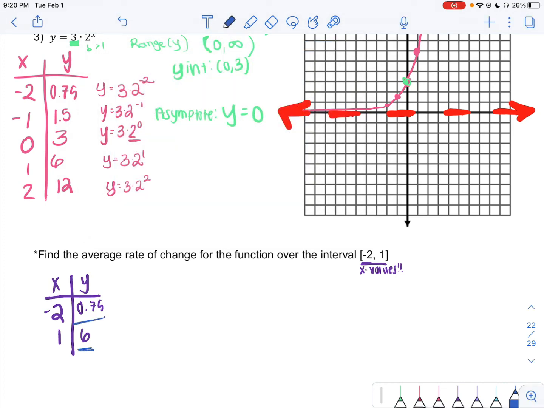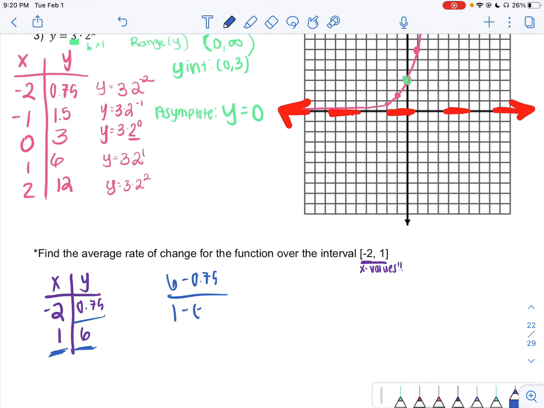I'm going to take my y value, so 6 minus 0.75, that goes on my numerator. And then I'm going to put over my x values. Well, since I started with the bottom number for y, I'm going to start with the bottom number for x. So 1 minus -2. So that's going to be 5.25 over 1 minus -2. That's going to give you 3. Okay, so 5.25 divided by 3 gives you 1.75. So that is your average rate of change for that.